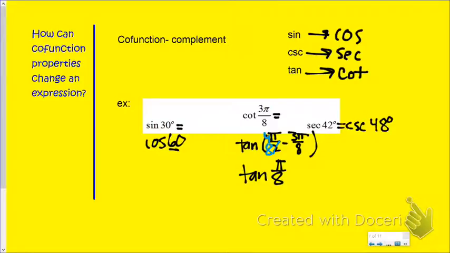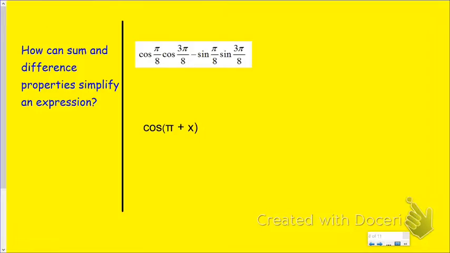All right, the last ones we're going to look at are sum and difference, and we are going to do a little bit more with these properties later on this week. But to start, we're going to look at just how to simplify these and how to look at those properties. So the first one we're going to look at is this long expression.